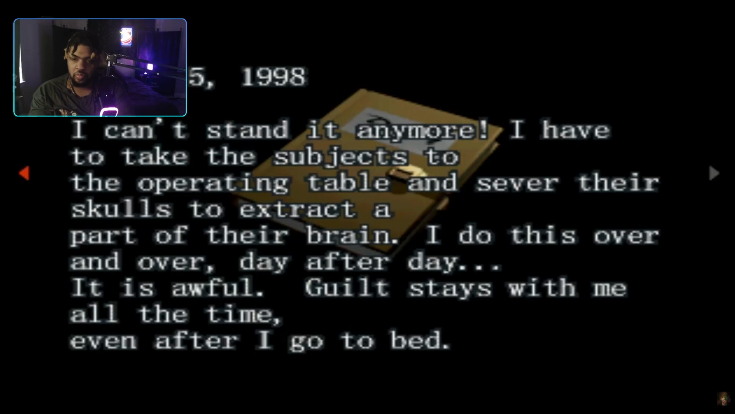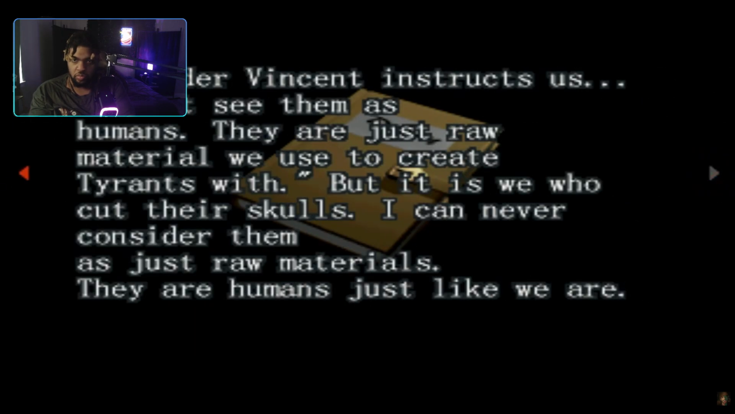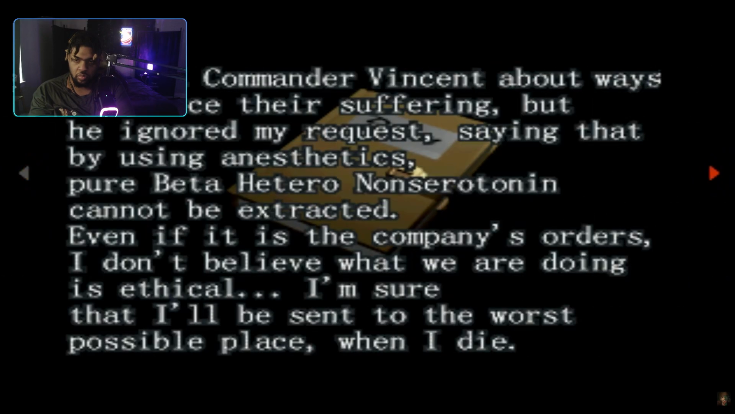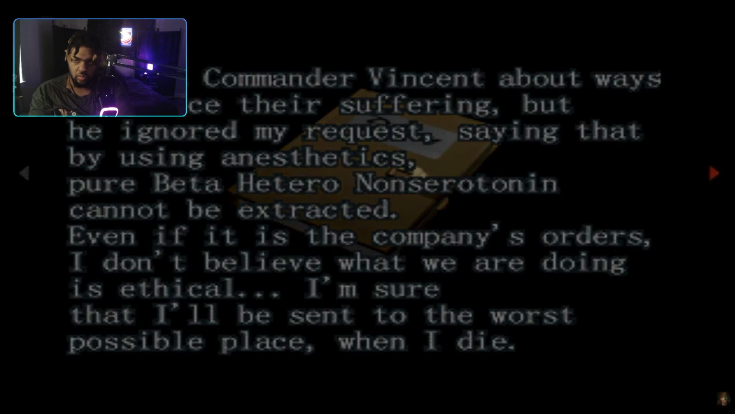The factory worker writes that he'd have to sever the young people's skull from their bodies and extract a part of their brain. This caused immense guilt in him. Commander Vincent would tell him not to see them as humans, but raw material, to create tyrants. Turns out they were extracting a chemical called beta-heteronon-serotonin.